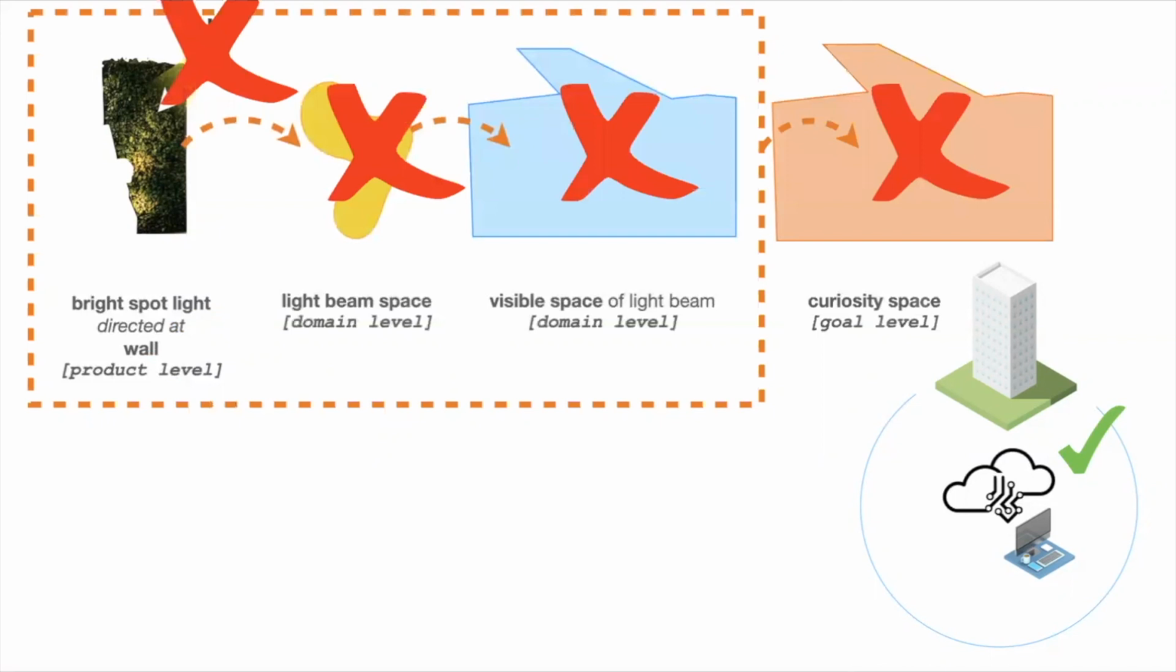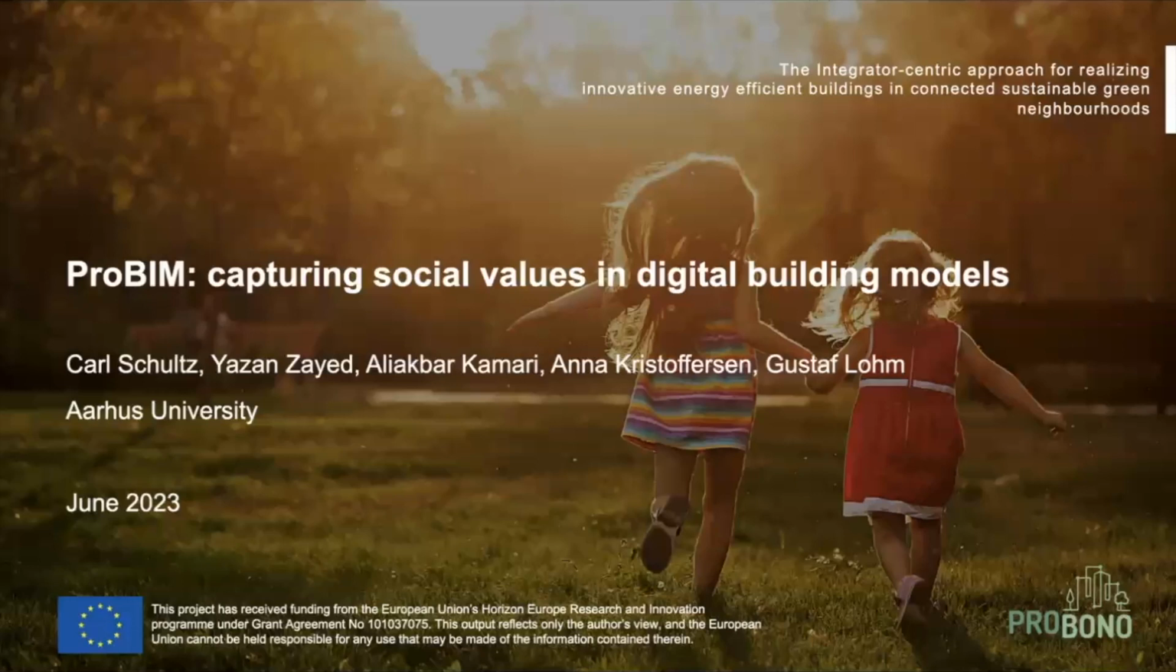Now, if, for example, an energy engineer decides to delete that spotlight to save some energy, we can update the consequences on our new design intention object. We can directly infer that, well, if there's no spotlight, there's no light beam, which means there's no visible space of the light beam, and we no longer have an argument for the existence of a curiosity space. The social value has been violated. And so in this way, ProBIM captures social values in digital building models. Thank you.